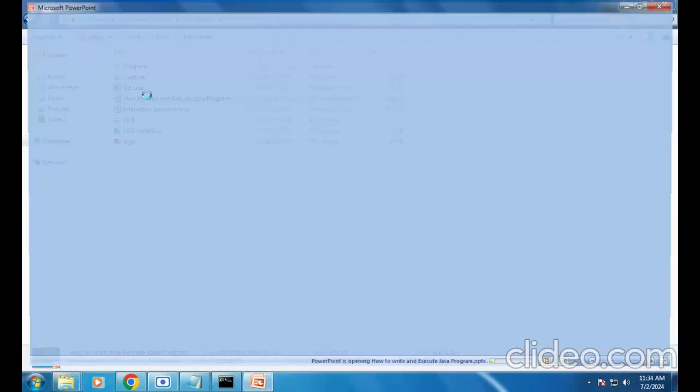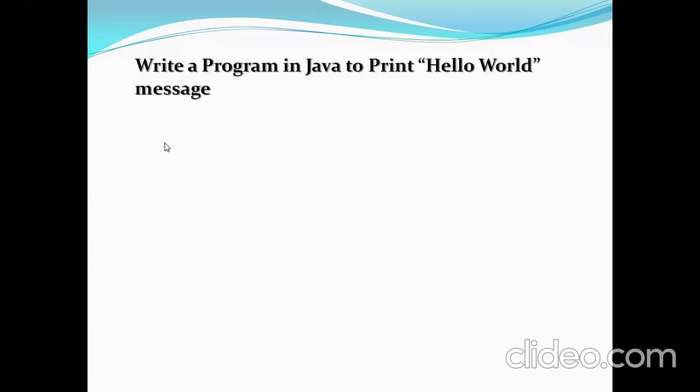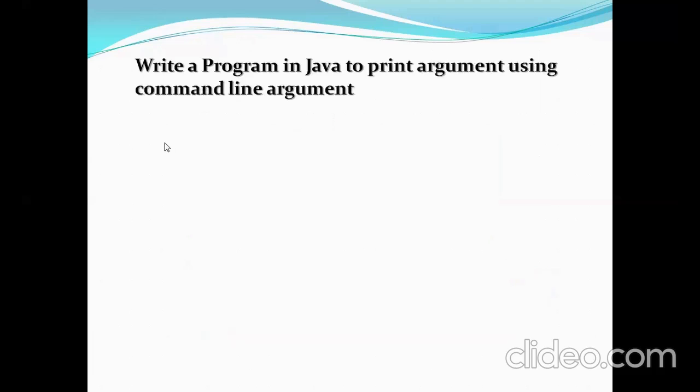Okay. So this is the program. As I said, the first program was the hello world program, where we have written public class HelloWorld, public static void main, this is the function, and this is the output, System.out.println, that is hello world. Then for compilation we write javac HelloWorld.java, and for running the program we write java HelloWorld. Then the second program we are writing has command line arguments, that is the print argument.